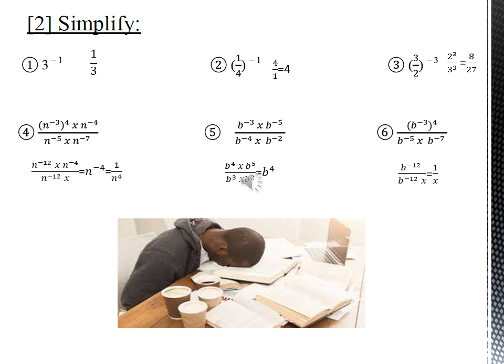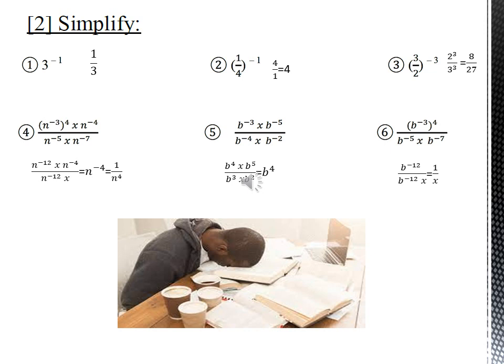Number 4. Now we will use the rules of the powers to solve this question: n to the power 3 all to the power 4 times n to the power negative 4 over n to the power negative 5 times n to the power negative 7. So we'll calculate all of them. It will become n to the negative 12 times n to the negative 4 over n to the negative 12, and we'll simplify the numerator with the denominator. So the result will become n to the negative 4. That means the multiplicative inverse, 1 over n to the power 4.